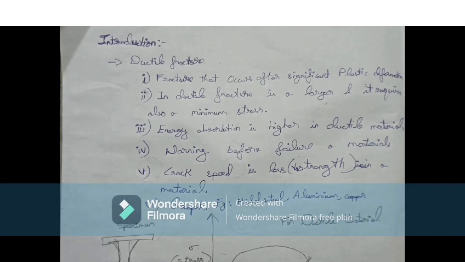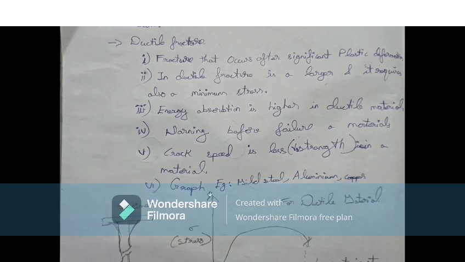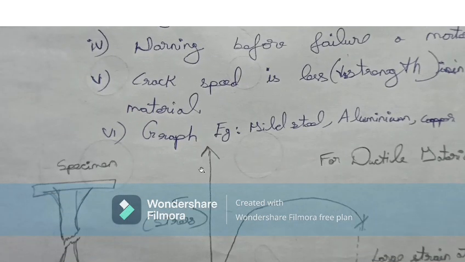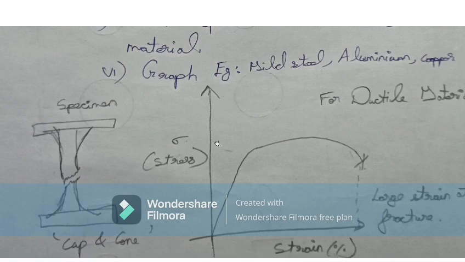Examples for ductile fracture: mild steel, aluminum, copper. These three materials have ductile nature. When it comes to the graph, the y-axis plots stress, that is sigma, and the x-axis plots strain, that is epsilon. The graph goes upward and maintains UTS, ultimate tensile stress, at the top. This portion we call strain hardening. It requires high energy or high stress to deform the material. This portion is also known as toughness, the area under the stress-strain curve. The endpoint is failure, material failure.